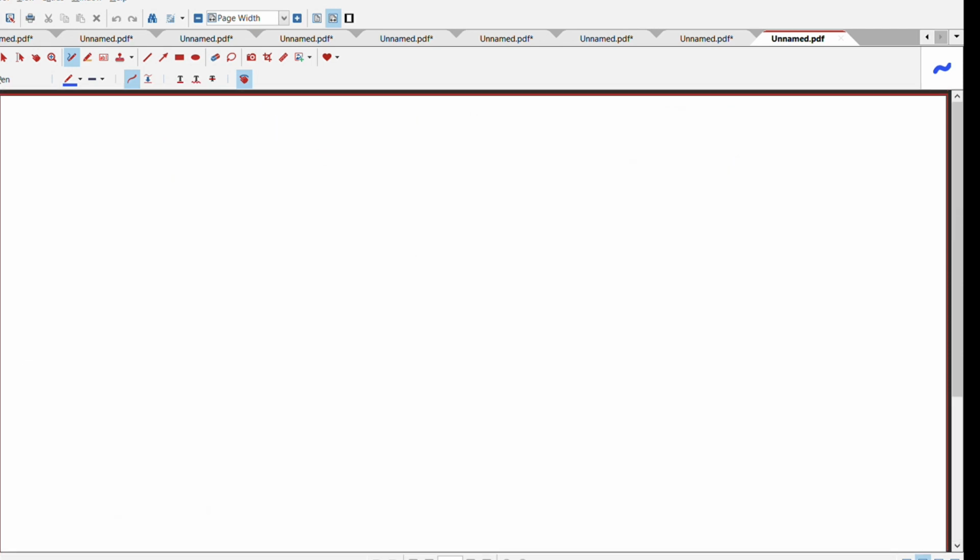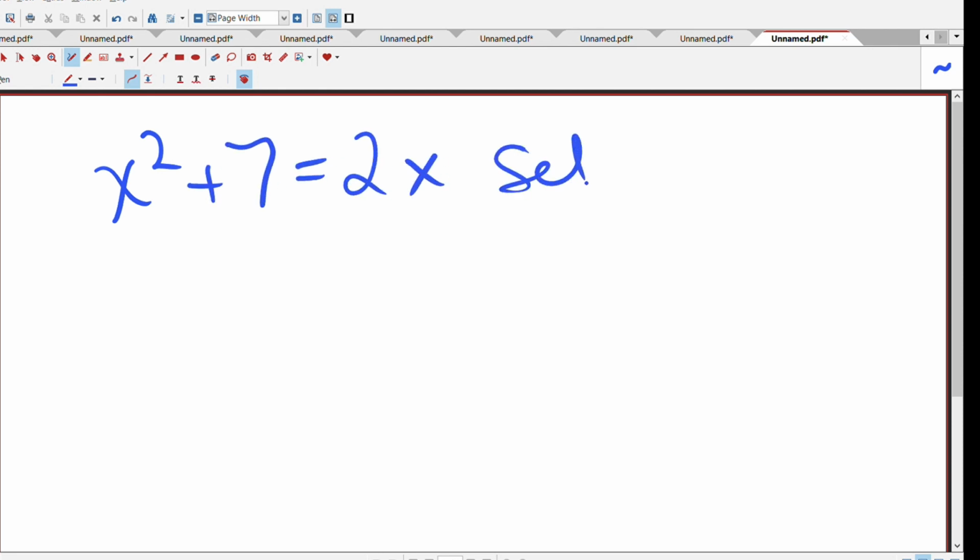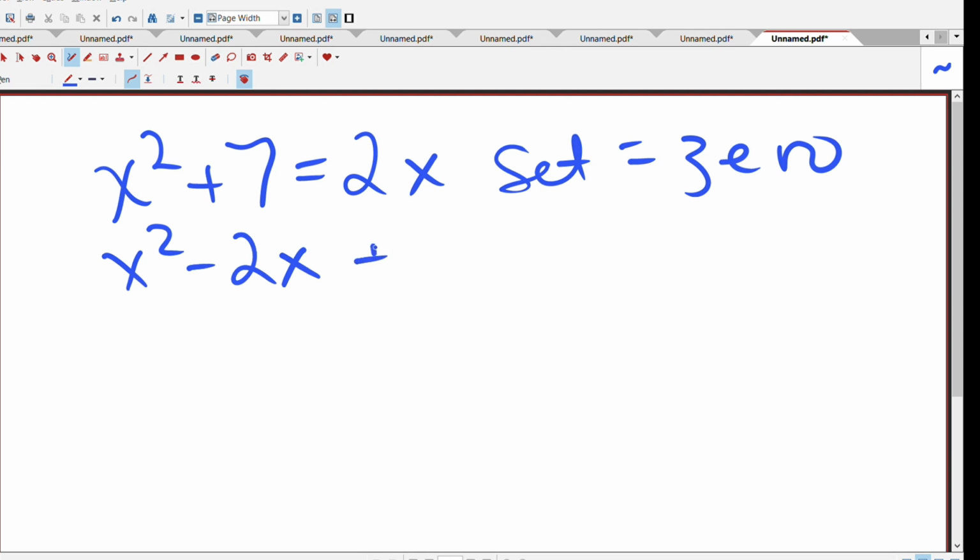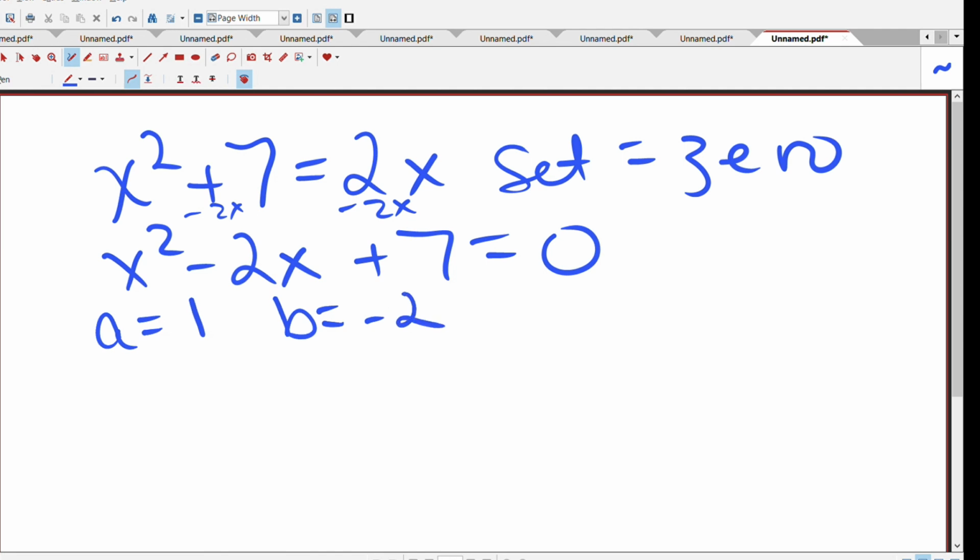Now, let me give you another one. X squared plus 7 equals 2x. Well, you have to set it equal to 0. You have to put it in standard form. So when I bring the 2x over, it's the opposite sign. I could do it slowly here, minus 2x like that. And I'm going to put it in descending order. So a is 1, b is a negative 2 because of the sign in front, and c is 7.